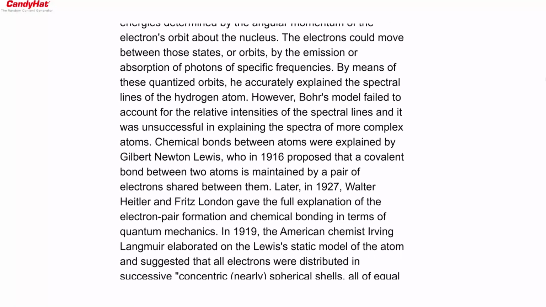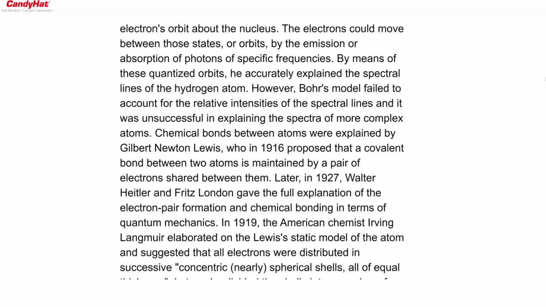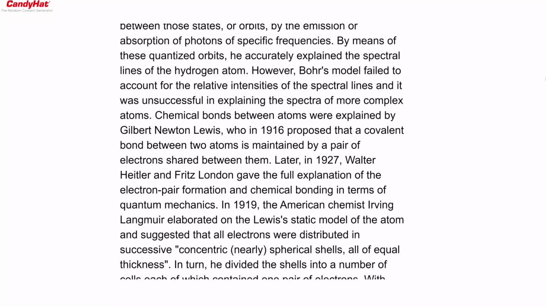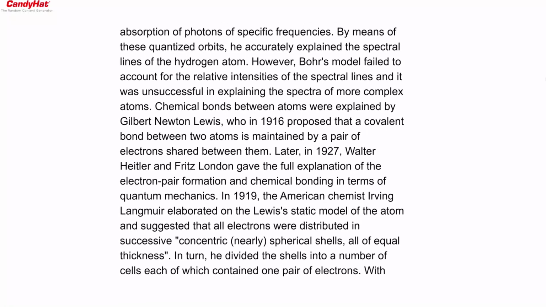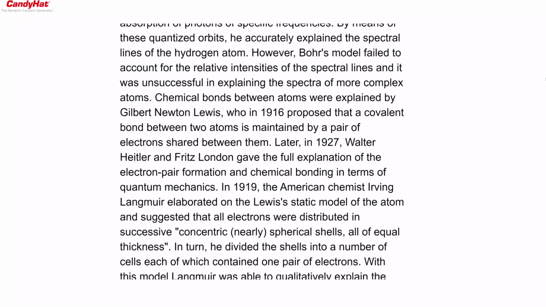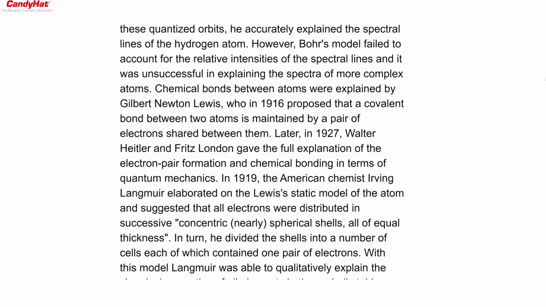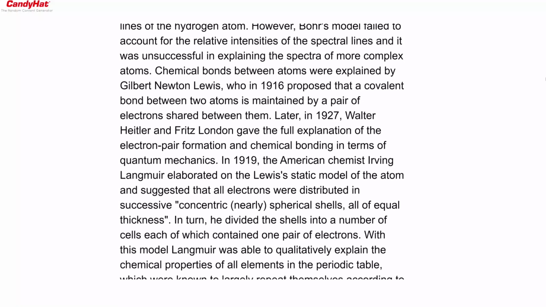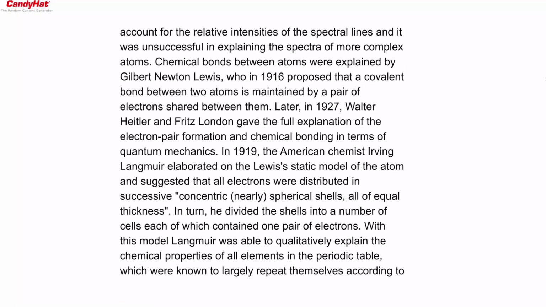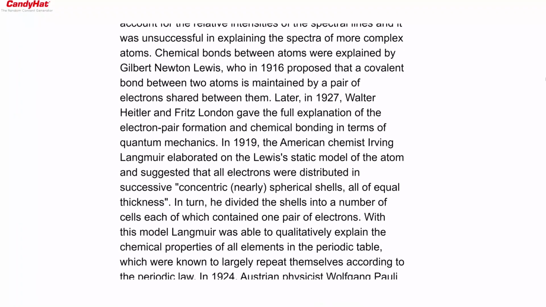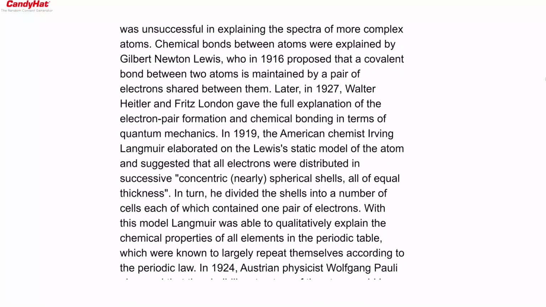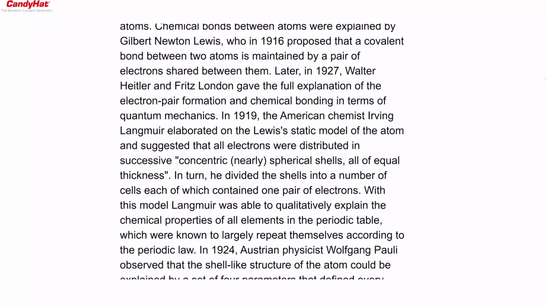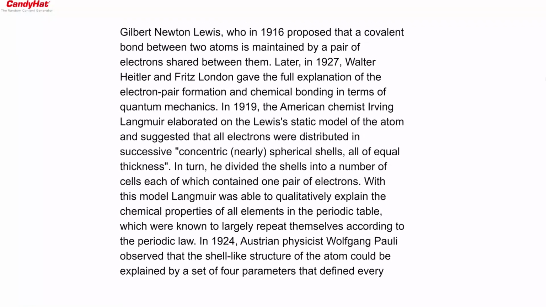In 1919, the American chemist Irving Langmuir elaborated on Lewis's static model of the atom and suggested that all electrons were distributed in successive concentric, nearly spherical shells, all of equal thickness. In turn, he divided the shells into a number of cells, each of which contained one pair of electrons. With this model, Langmuir was able to qualitatively explain the chemical properties of all elements in the periodic table, which were known to largely repeat themselves according to the periodic law.